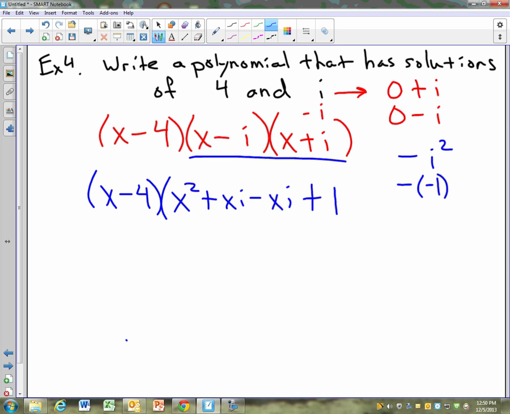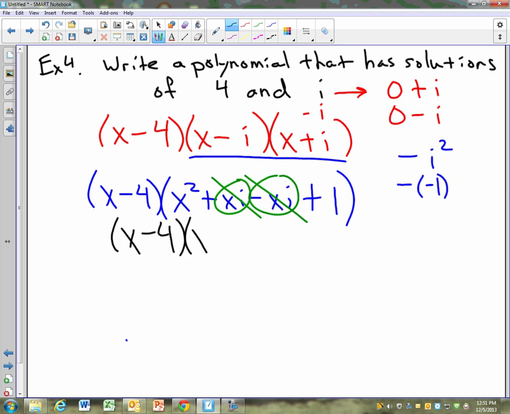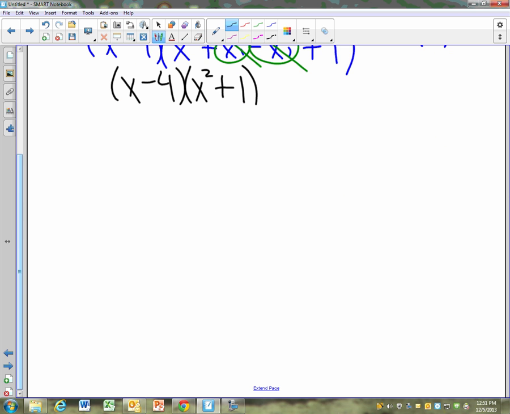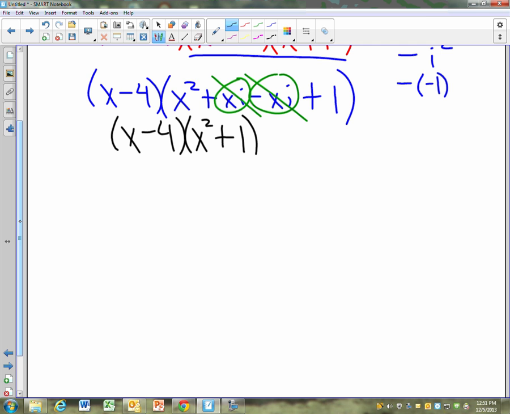Carissa, ask the question. They will, yes. But do you see why negative i and positive i make negative i squared? And that is positive 1. Okay, so Carissa does see that the positive xi and the negative xi cancel. So you're left with x minus 4 times x squared plus 1. So we got rid of the i's. They should always go away. If they don't, you did something incorrectly. We got them to go away. So let's finish this off.